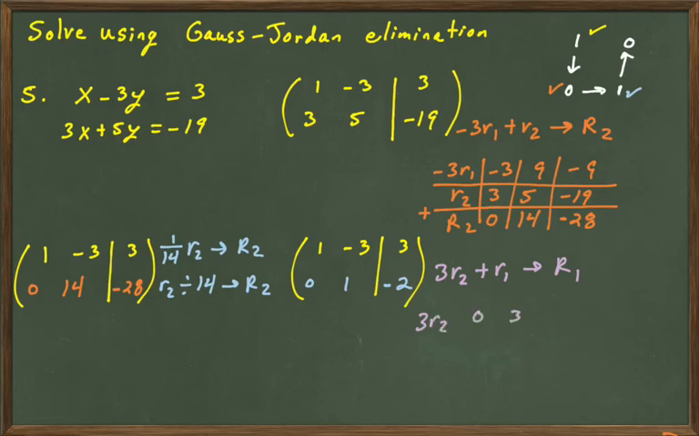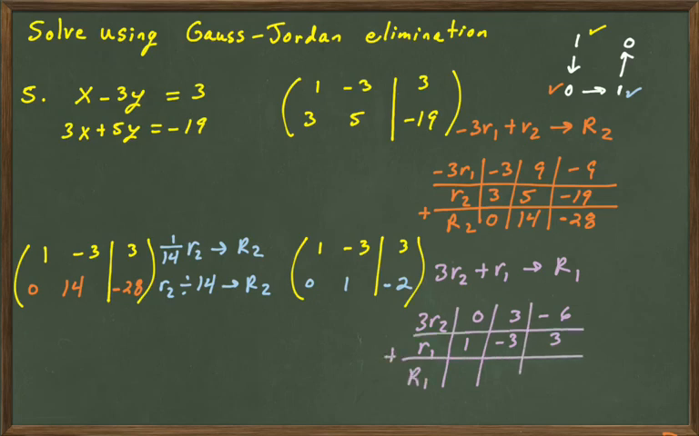So 3 times row 2: 3 times 0 is 0, 3 times 1 is 3, and 3 times -2 would be -6. Row 1 is what we're going to add to it, which is 1, -3, and 3, and that becomes our new row 1, which will be 0 plus 1 is 1, 3 plus -3 is 0, that was what we're after, and then -6 plus 3 is -3. So row 2 is unaffected, so when we rewrite our matrix, the bottom row is unaffected, and the top row is now 1, 0, and -3.